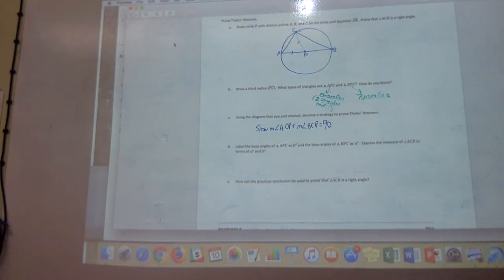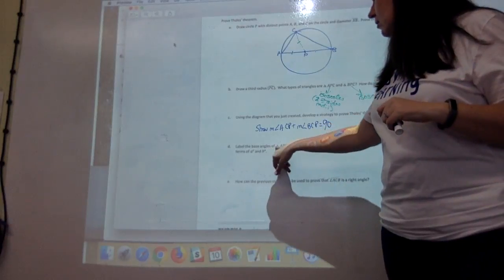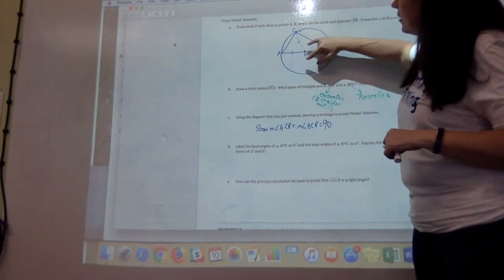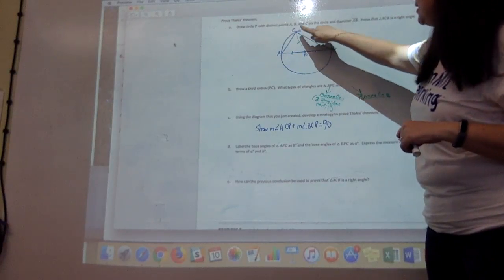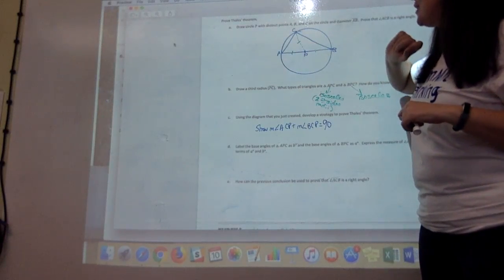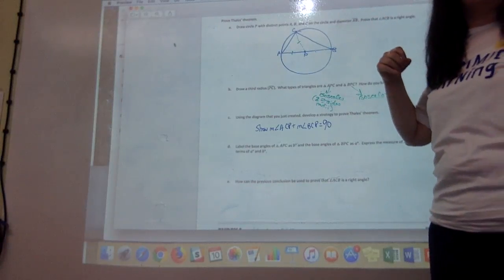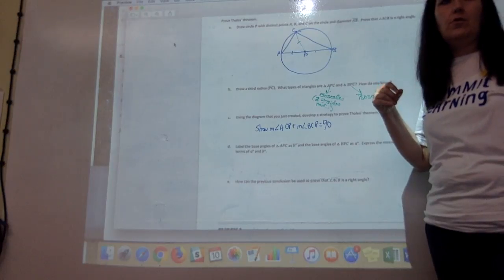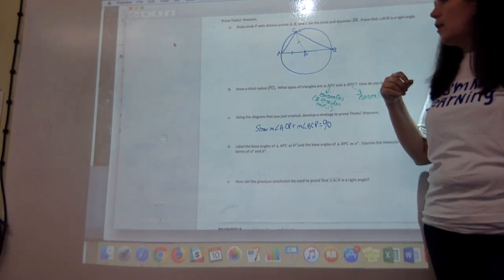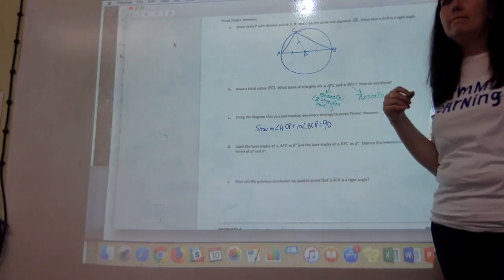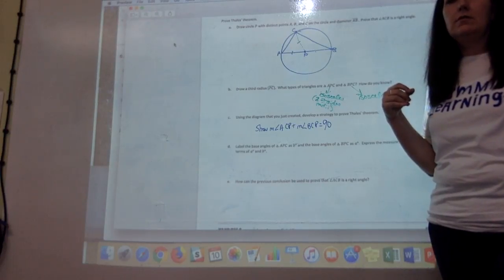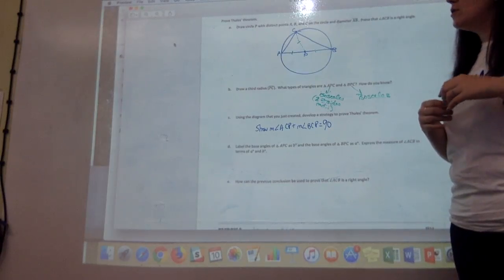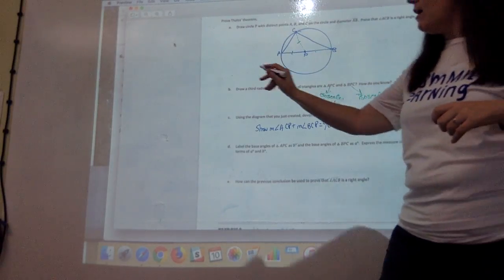Cool. Okay, so it says label the base angles of triangle APC as B. What do I know? So here is triangle APC, this one on the left. What would be considered the base angles of the isosceles triangle? Wait, what's the base of the isosceles? The base angles. Oh, the base angles.